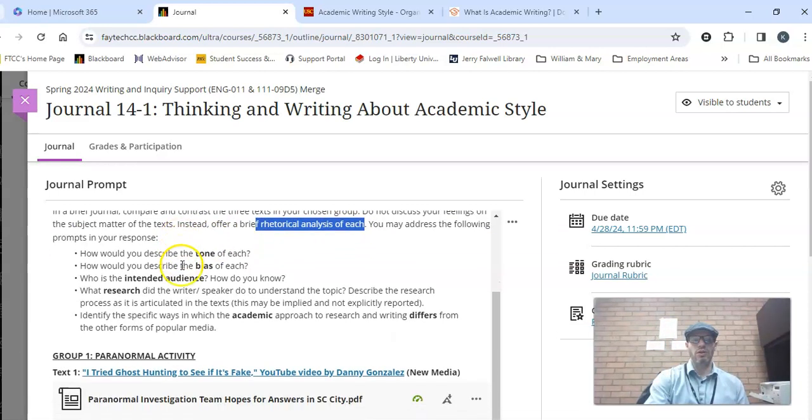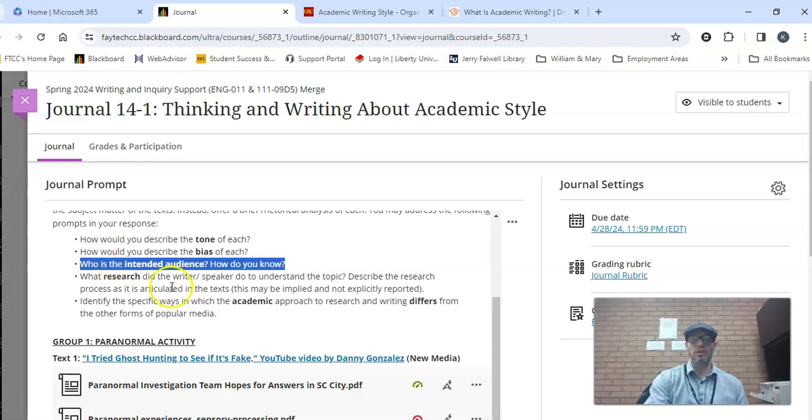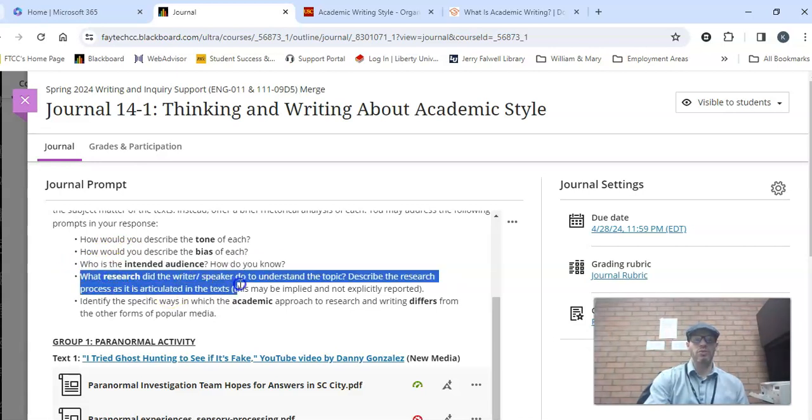So you need to address the following in your response. How would you describe the tone of each? How would you describe the potential bias of each? Who is the intended audience for each source? That should be easy by now. We've done a lot of that. What research did the writer or speaker do to understand the topic?